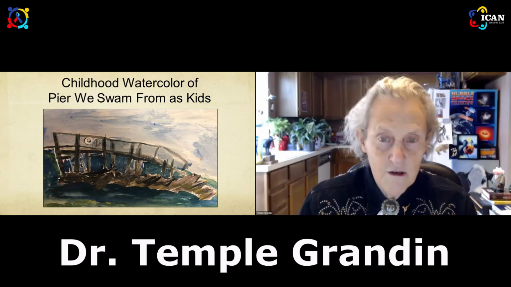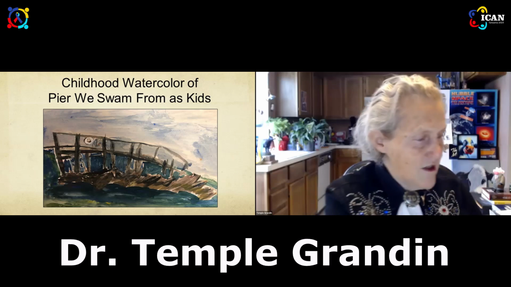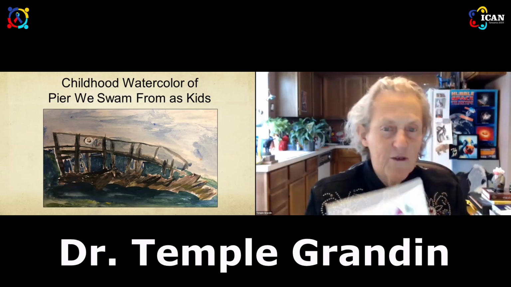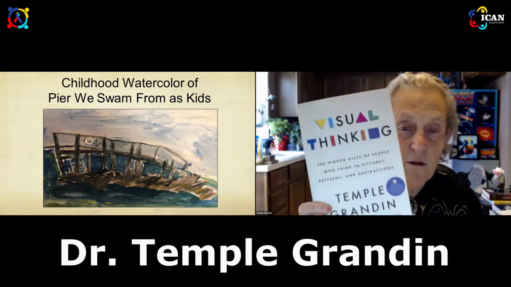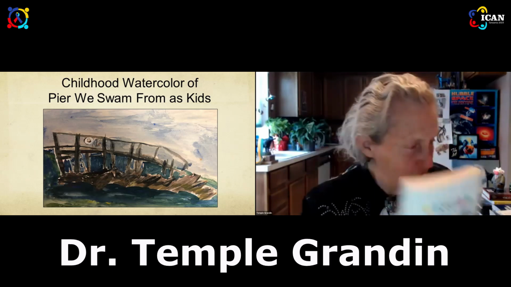The thing I can't emphasize enough, showing in the next slide, there's a three-dimensional drawing drawn by an autistic child. Develop the kid's strengths. And this is something I really emphasize in one of my newer books, Visual Thinking: The Hidden Gifts of People Who Think in Pictures, Patterns, and Abstractions. Work on the strengths. So how do you figure out what a kid's strengths are?